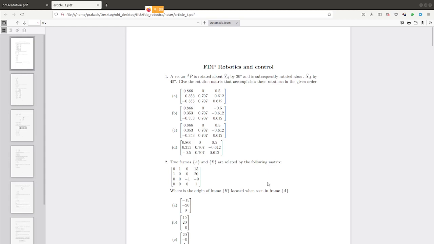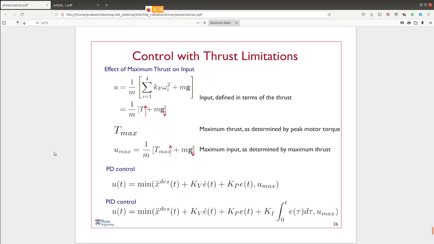Okay, any questions related to this one, quadcopter? Actually, there is a detailed course available on aerial robotics on Coursera. It's a very nice course which was offered by Penn State University, and please make use of it.